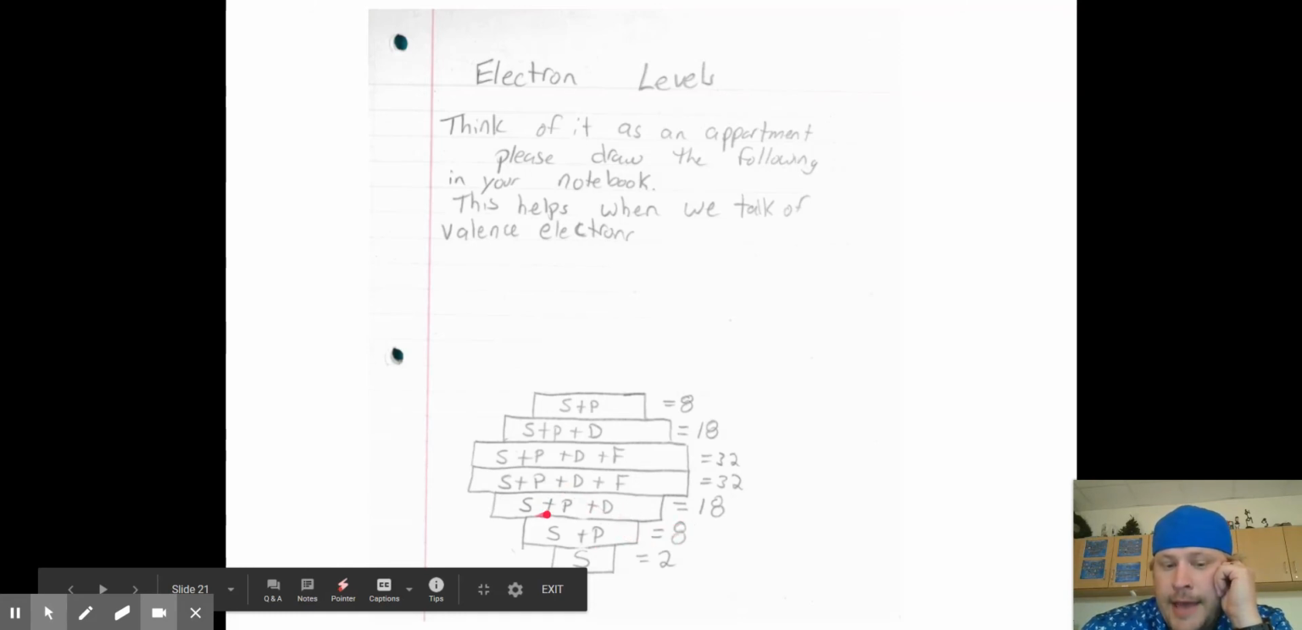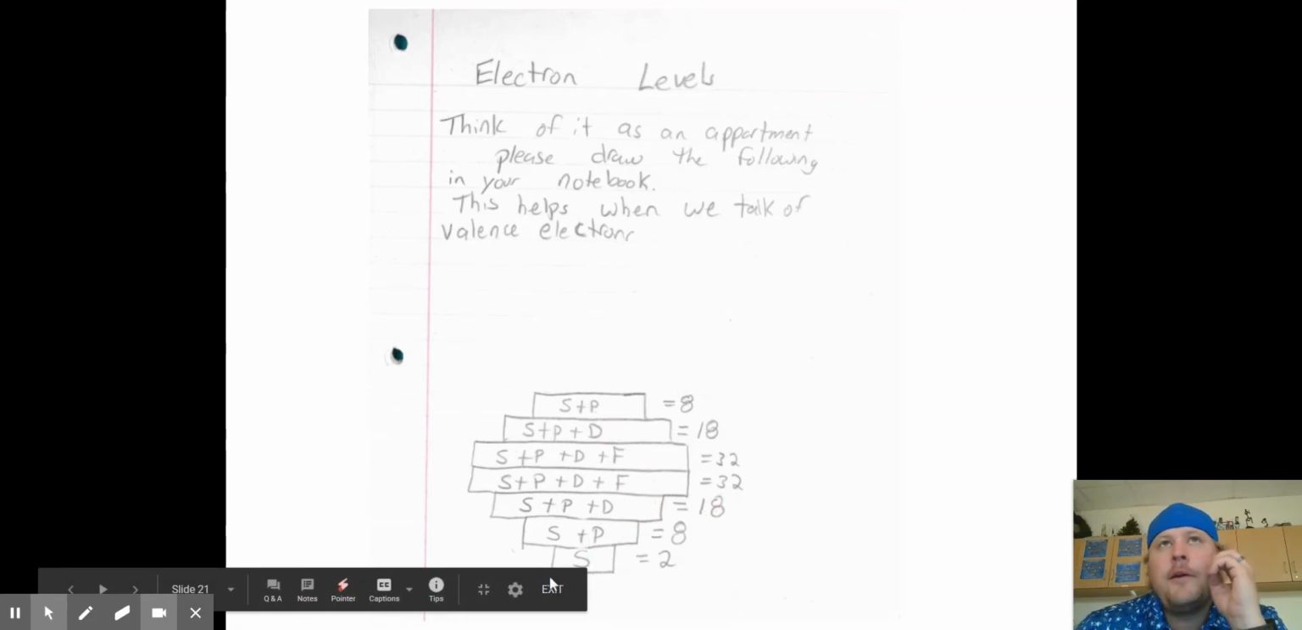Again, on the third, we have an S, a P, and a D. So again, an S is 2 electrons can live in there. A P, 6 electrons, and a D is 10 electrons for a total of 18. And it goes all the way up.